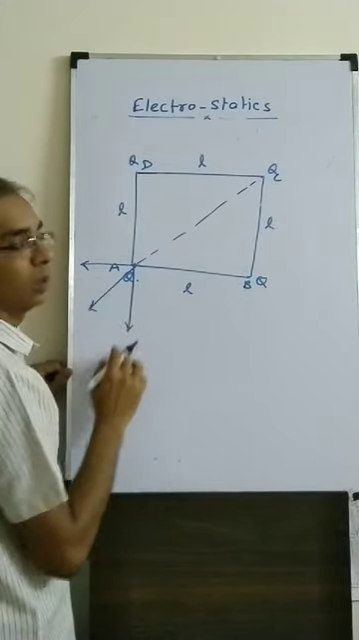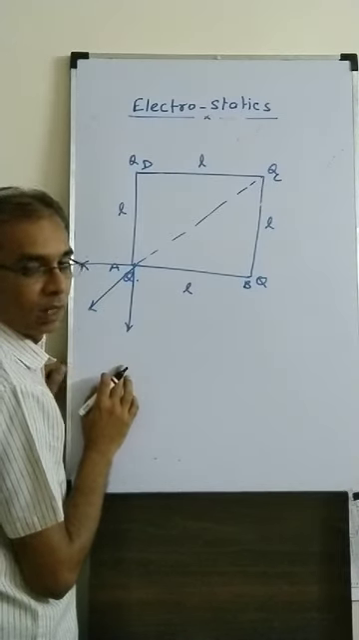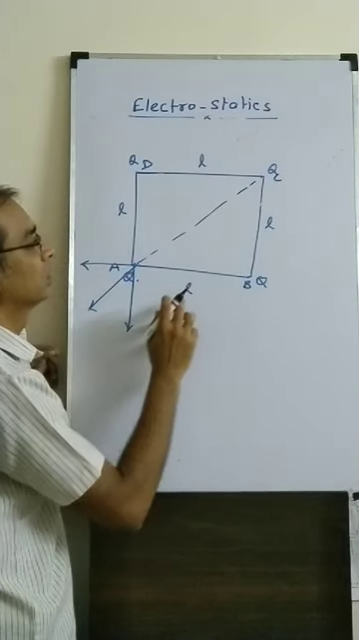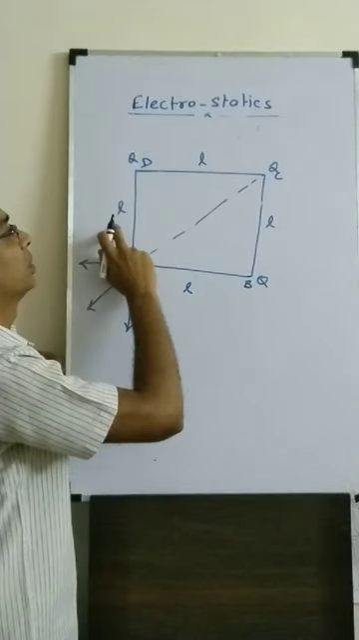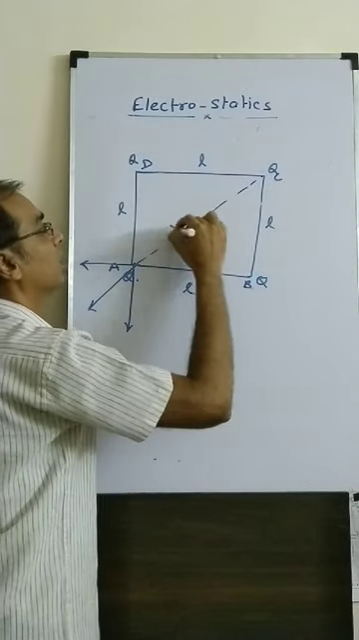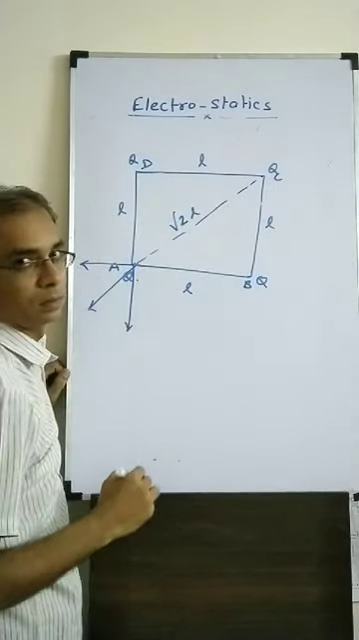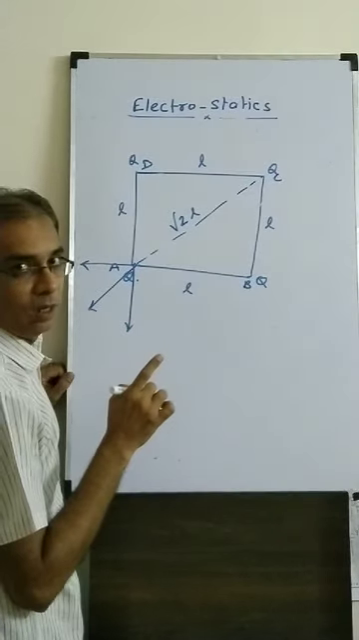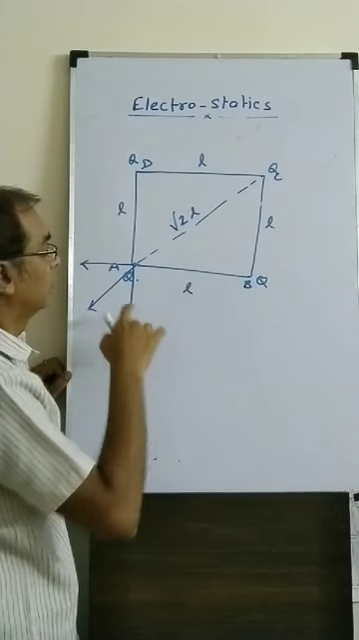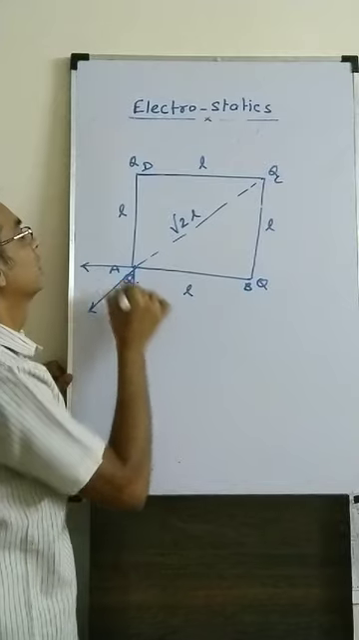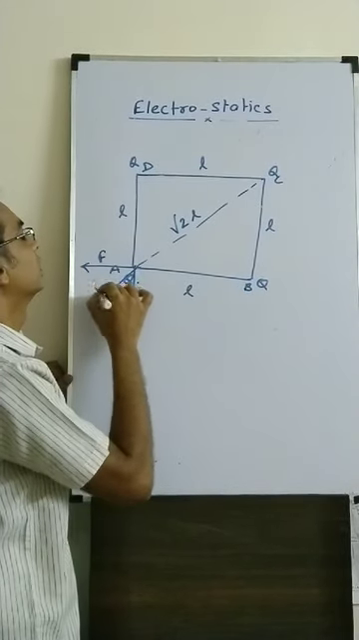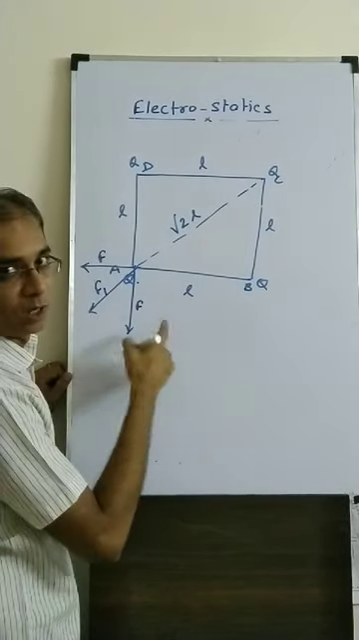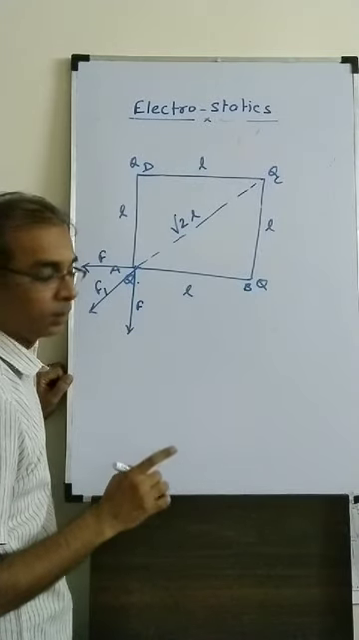Will all these three be equal over here? Answer is no. Why? Because here the separation is L, here the separation is L, but here the separation is root 2L. So all forces are not the same in this case. This force I can say F, this force I can say F, but this force I cannot say F, I am writing it as F1.